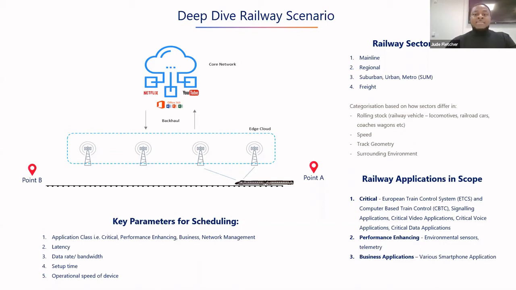You can send a more dense packet of data than if you're using, let's say, DSL or a copper channel to transfer your packets as well. We look at the setup time of the application on the devices that the users are using, and we look at the operational speed also as well.